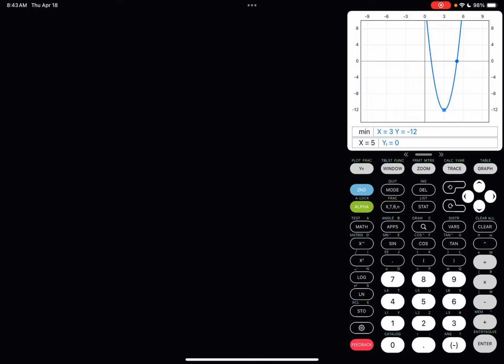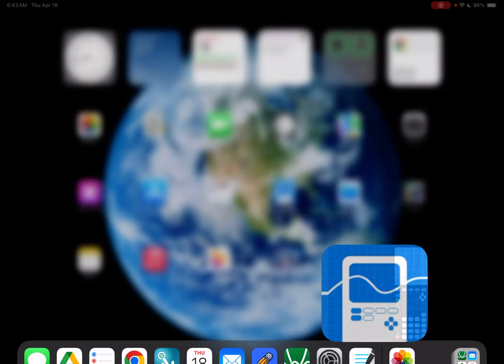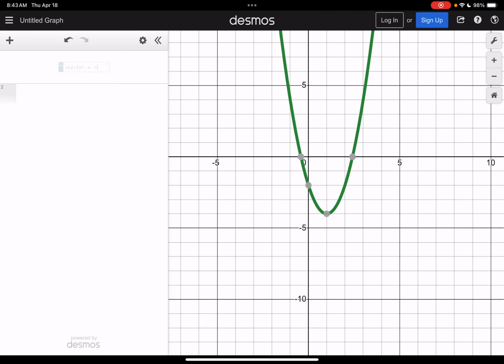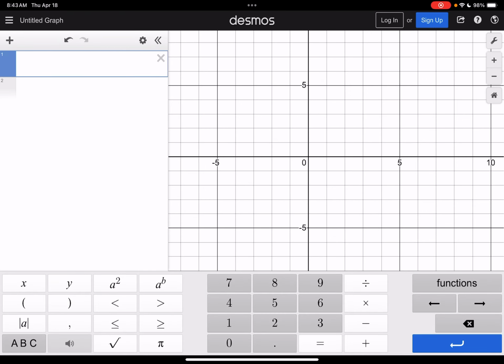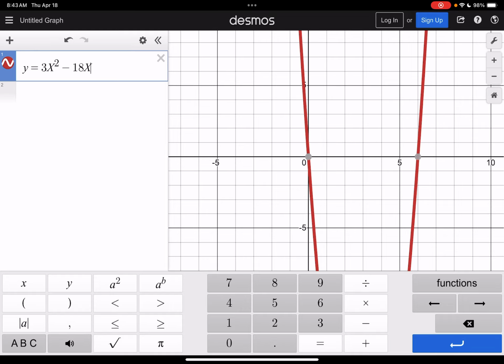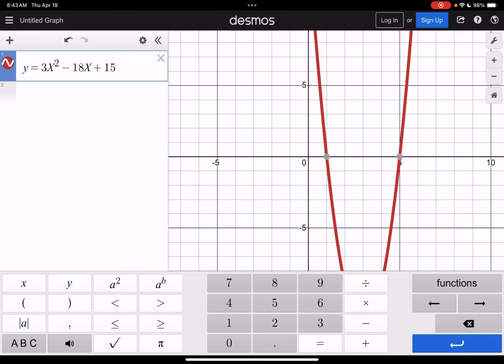It's important to know how to do those because you won't always have access to Desmos, like on a state test. In Desmos, I can do the exact same thing. I type them in. So I type in y equals 3x to the second minus 18x plus 15. Oh, sorry, my caps lock's on.